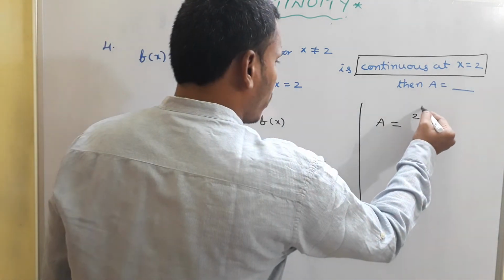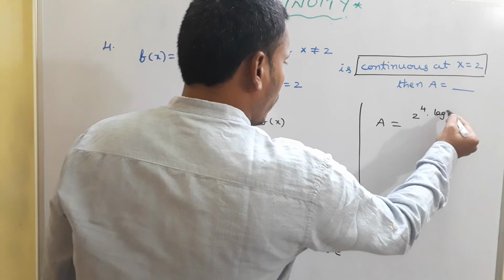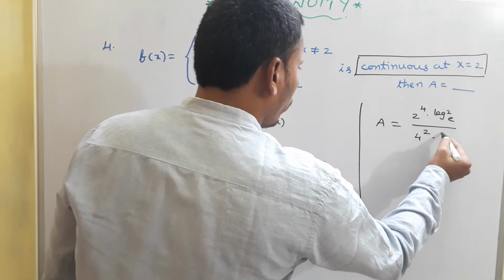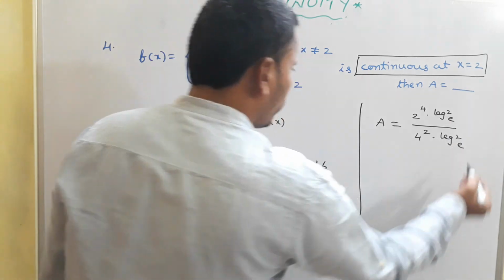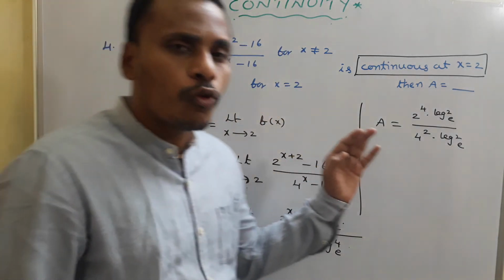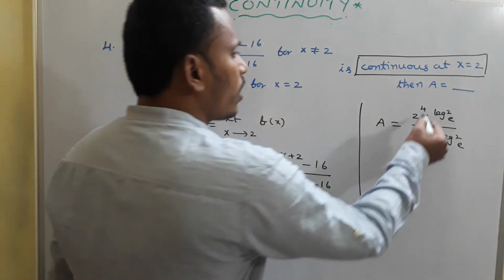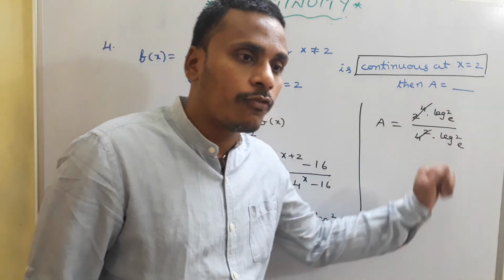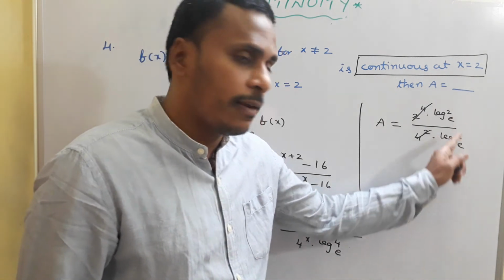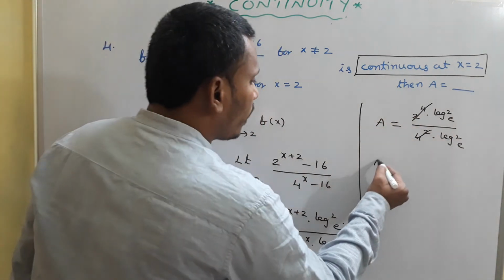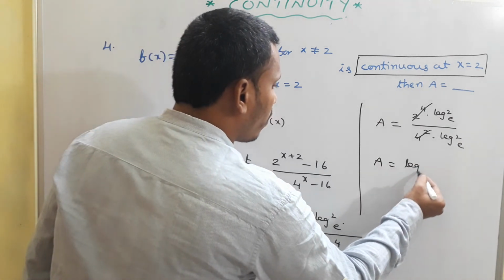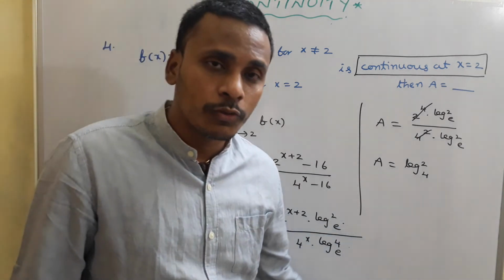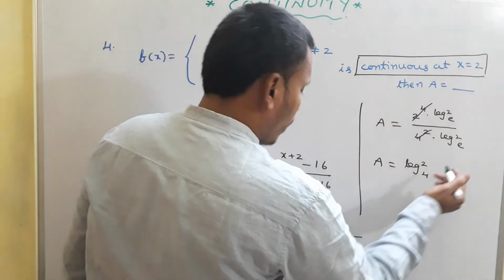So 2^(2+2) is 2^4 into log 2 to the base e divided by 4^2 into log 4 to the base e. Now when you observe, 2^4 is 16, 4 squared is 16, simply cancel out these two. And we have log 2 base e by log 4 base e. Since e is the same, you just combine those two. a is equal to the logarithm of 2 to the base 4. Further, use logarithms to simplify this.